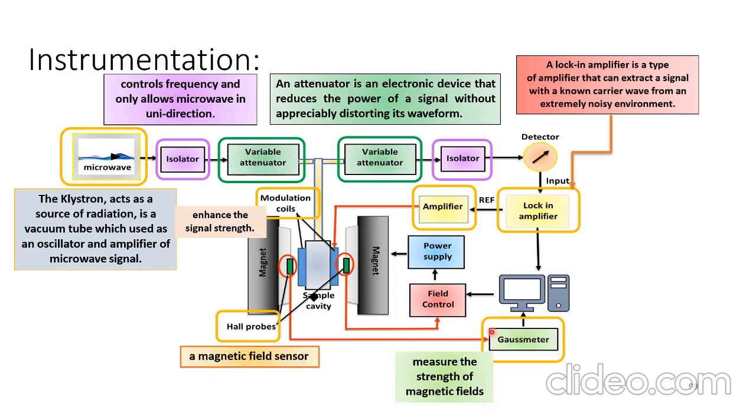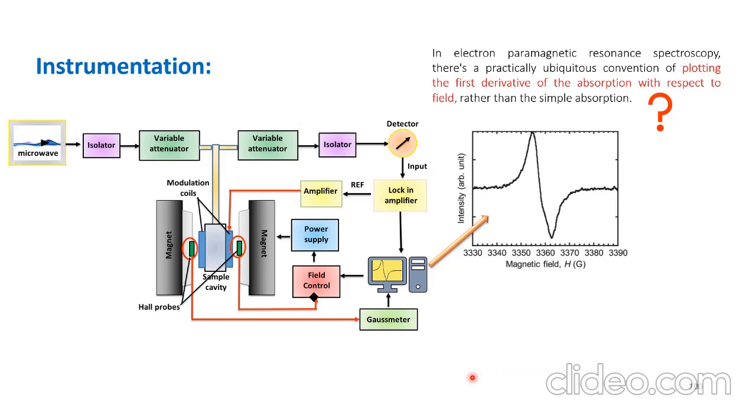The lock-in amplifier is a type of amplifier that extracts the signal from a known carrier wave in an extremely noisy environment. The amplifier amplifies the signal, but the lock-in amplifier will further amplify it. Then we have a gauss meter that measures the strength of the magnetic field. This is the instrumentation. Here we get a curve like this, starting from zero, going to positive and then coming back to the negative. So why is it happening like this?